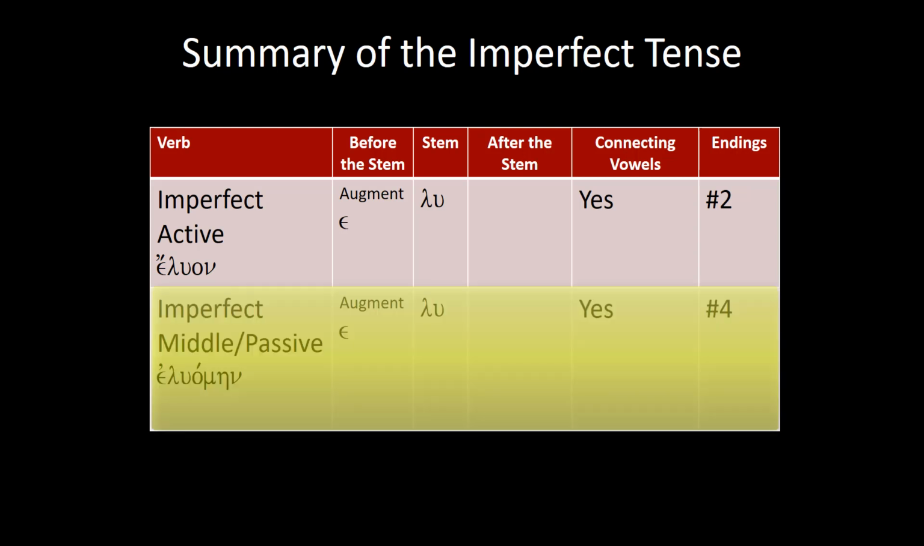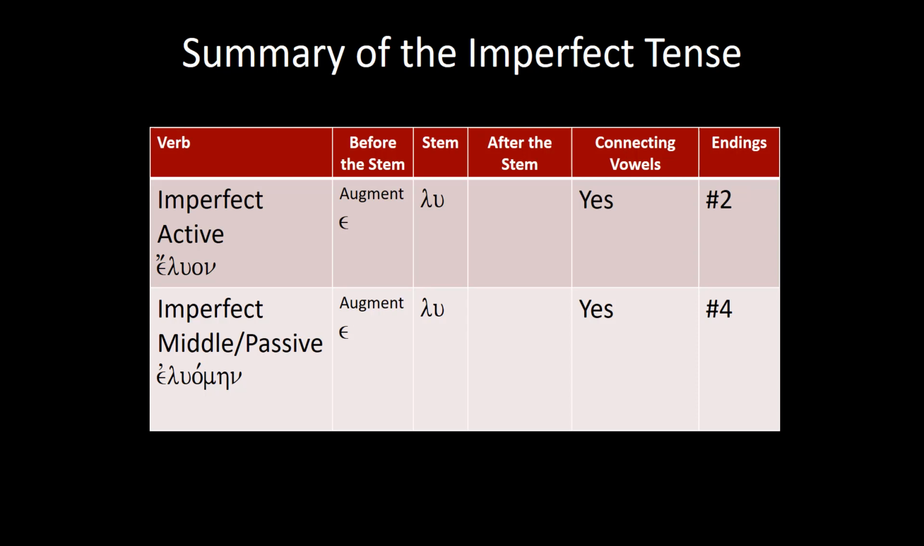Now let's look at the imperfect middle or passive. So this says middle / passive. That means it's a shared form. This one form could be either middle or it could be passive. But look at the patterns. The patterns are the same as the imperfect active. We have an augment, then the verb stem, then we have connecting vowels and endings.